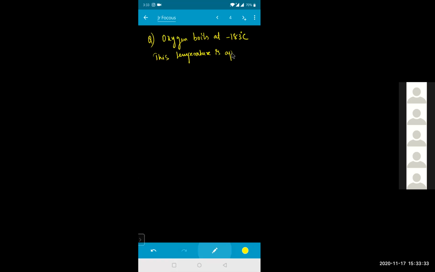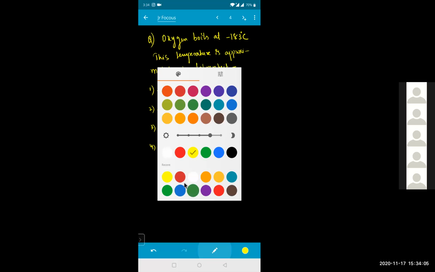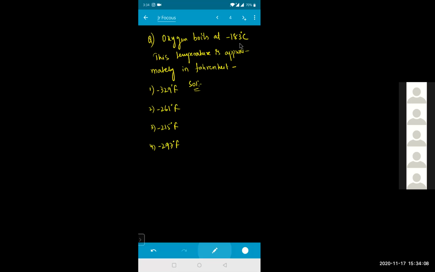This temperature is approximately how much in Fahrenheit? Options: first is -329°F. Second option is -261°F and third one is -215°F and fourth option is -297°F. How much is it? Oxygen boils at -183°C. This temperature is approximately dash in Fahrenheit. What is the temperature, beta?